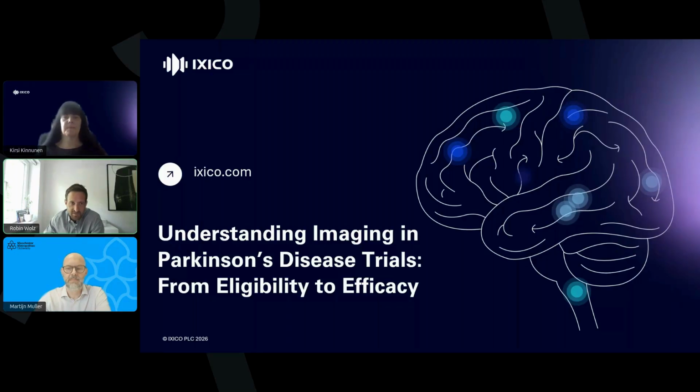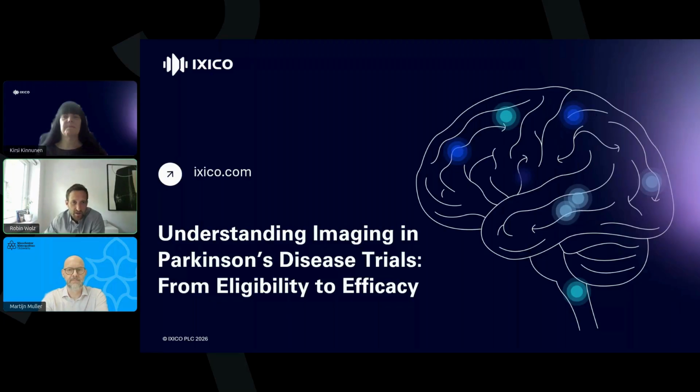And with this, I'm pleased to introduce our 2 speakers who will walk us through the imaging applications across those 4 areas. First, we'll have Martijn Müller, who is Professor of Translational Neuroscience at the Manchester Metropolitan University and who was formerly Senior Scientific Director for the Critical Path for Parkinson's CPP Consortium. And Martijn will take us through the PD trial landscape and the molecular imaging toolkit. So those markers coming from PET and SPECT across those 4 areas of application: eligibility, enrichment, stratification, and efficacy.